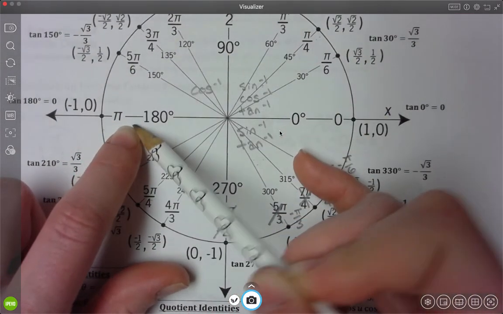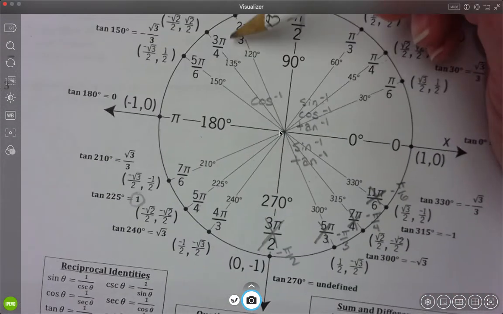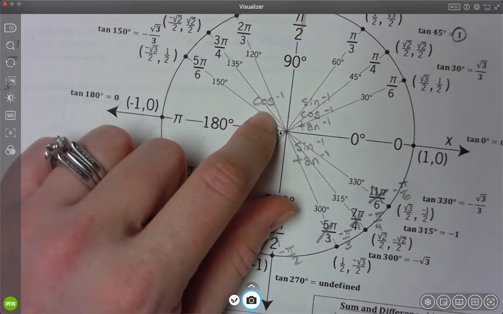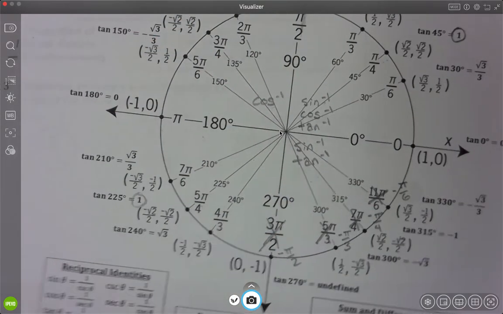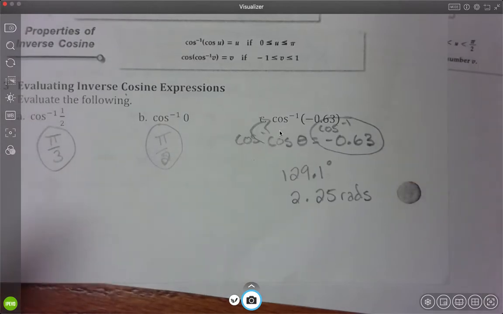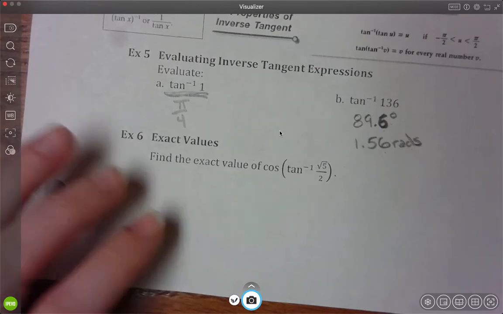So from 0 to 180 basically, and 129 is going to be in the second quadrant, which is in the realm of the inverse cosine. It's in the second quadrant, so it's abiding by the rules. My calculator is always going to spit out something that's in agreement with where the domain lives, okay? All right, so last one, example 6, exact values.